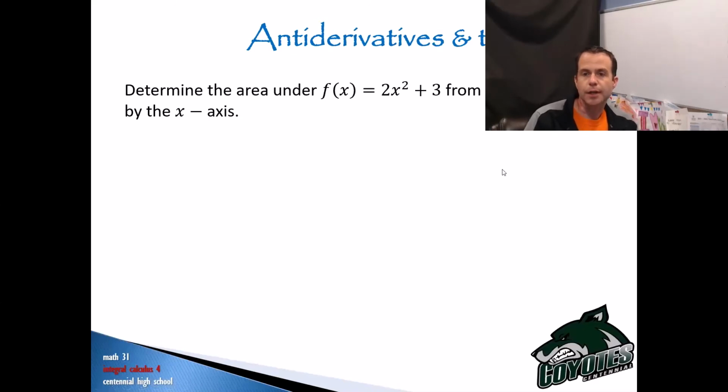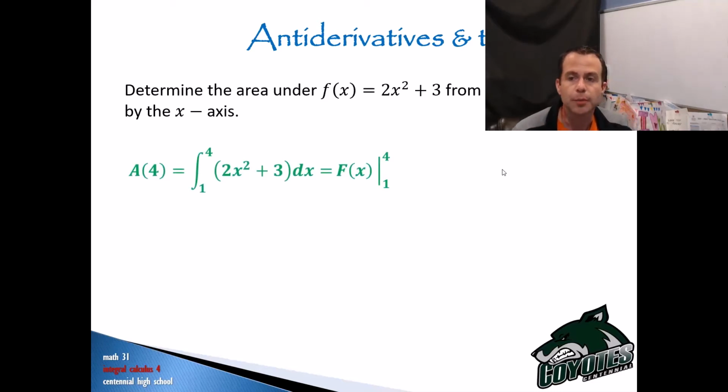Determine the area under f of x equals 2x squared plus 3 from 1 to 4 bounded by the x-axis. The first thing we're going to do is say the area up to 4 would be the integral of 2x squared plus 3 from 1 to 4. What that means is it's the antiderivative from 1 to 4. So I need to figure out the antiderivative. Then I'm going to plug in 1, plug in 4, and subtract those two. The antiderivative is 2/3 x cubed plus 3x.